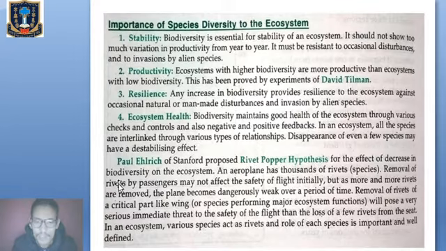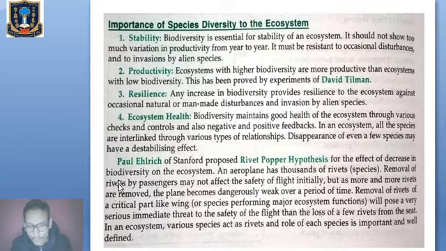Alright, next one is ecosystem health. Biodiversity maintains the good health of the ecosystem through various checks and controls, and also negative and positive feedbacks. Because in an ecosystem, all these species are interlinked and interacting with one another, and whenever one species becomes extinct, it will surely have an impact on other species also. So here we have one of the most important hypotheses, called the Rivet-Popper hypothesis, proposed by Paul Ehrlich. He mainly proposed the hypothesis to study the effect of decrease in biodiversity on the ecosystem.